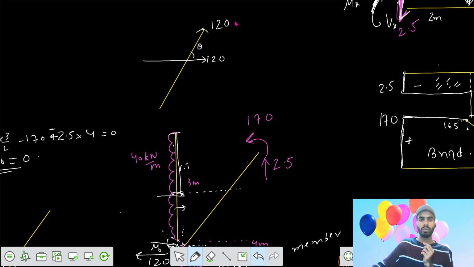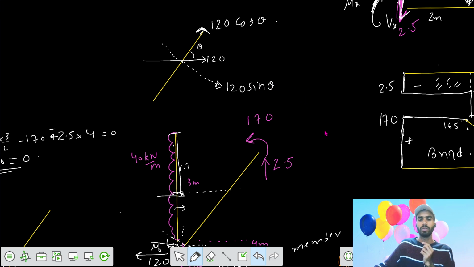That means the force here is 120, so your component along that member would be 120 cos theta, and let's make the member a little bit tilted. It was somewhat this way. So the member force along the line of itself is 120 cos theta, and in the perpendicular direction, transverse to the member, your force would be downwards 120 sine theta.